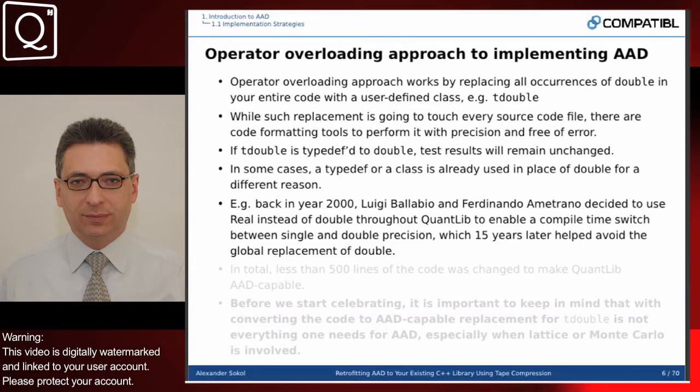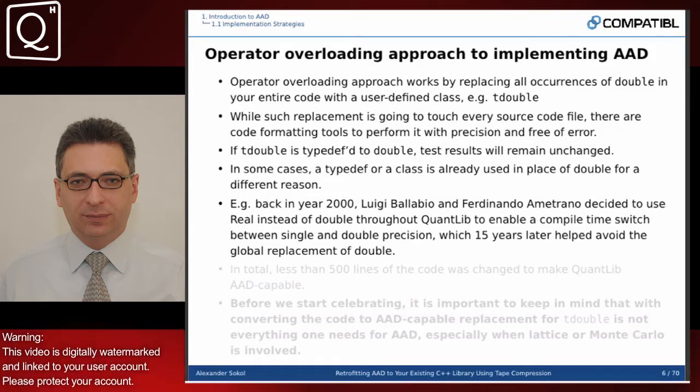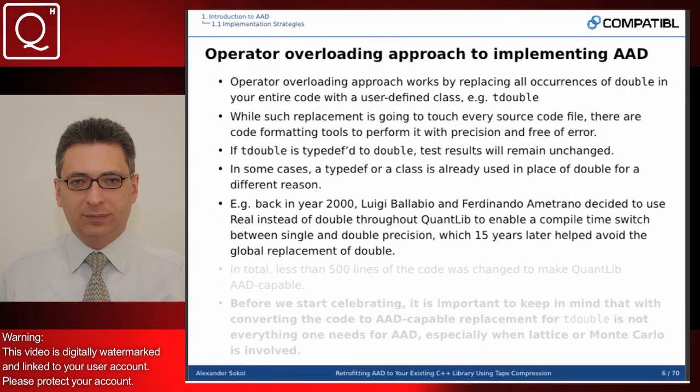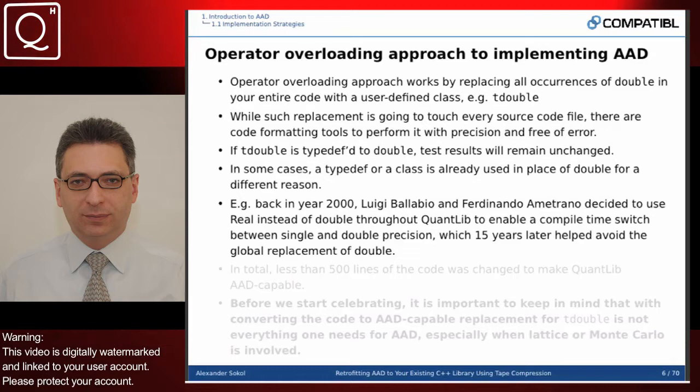In some cases, some people are lucky that they decided to use a different type for separate reasons. For example, in QuantLib, which we used as a test case, Luigi and Ferdinando, who are the founders of QuantLib, had the idea that they would use double or single precision arithmetic for performance, and that actually never came to pass. However, for this reason, instead of double, QuantLib uses Real, which is a capital-R typedef. So it was very easy for us to convert QuantLib because it already used something other than double. Real was a typedef to double, and now we just made it a typedef to T double, and that was it.